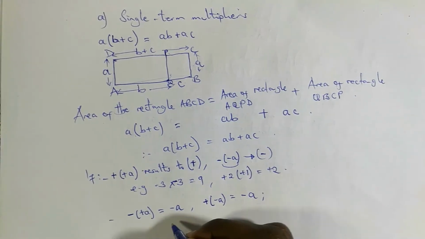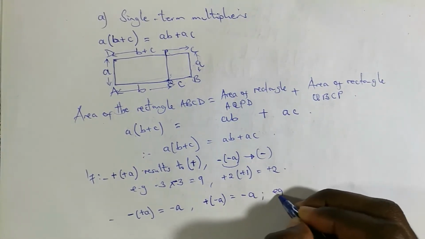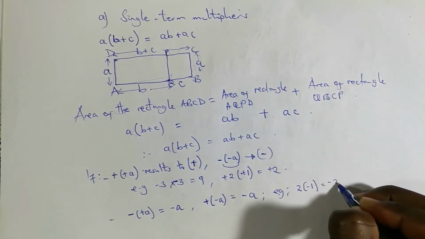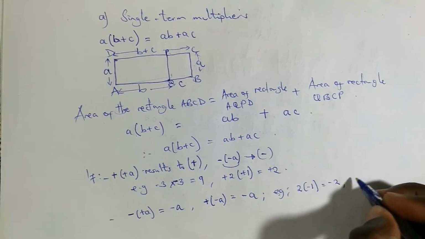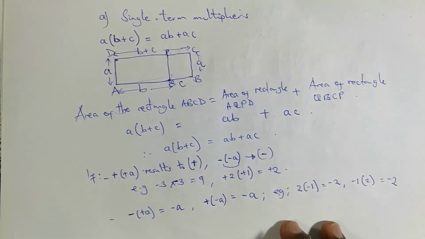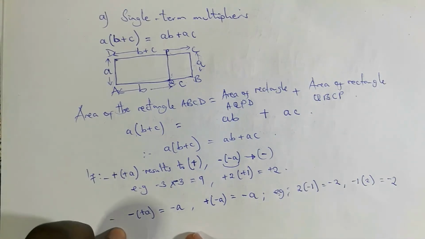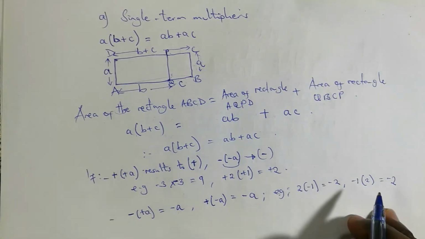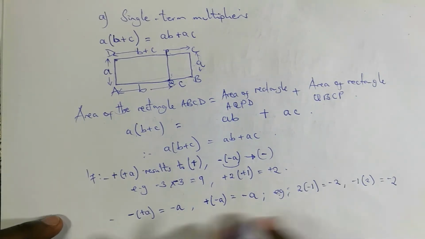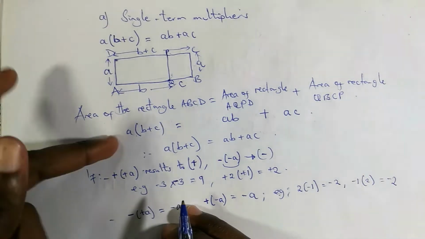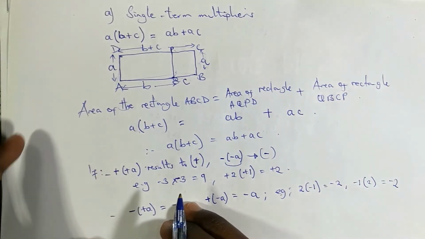For example, we could say 2 times negative 1 will give us negative 2, and negative 1 times 2 would still give us negative 2. Here we conclude that when multiplying any two numbers, and this also applies to division, which have different signs, the result must always have a negative sign. And we can apply what we have discovered up here in one example.